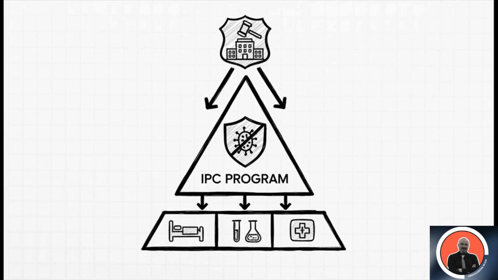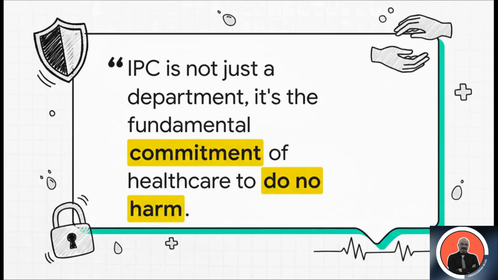And why is having this formal structure such a big deal? Because at the end of the day, the responsibility for all of this goes all the way to the top. The hospital's governing body, the leadership, is ultimately accountable for the entire program. It's their job to make sure it's in place, that it's working, and that it has the resources it needs to last. You know, that brings us to what I think is a really powerful way to think about all of this. IPC isn't just another department or a binder full of rules. It is the fundamental promise that everyone in healthcare makes. First, do no harm. It's at the very heart of why we're all here.